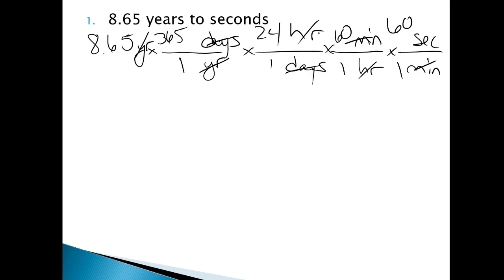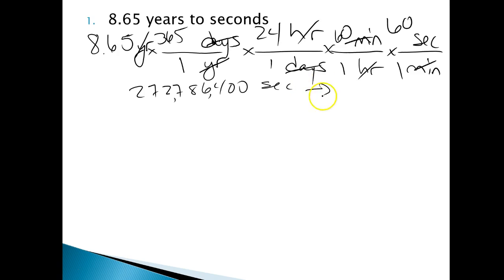And you get a really, really big number: 272,786,400 seconds. Now, does that make sense? That's another thing you want to ask yourself: does that make sense? Would I have 272 million seconds in 8 years? Probably that's not an unreasonable answer.